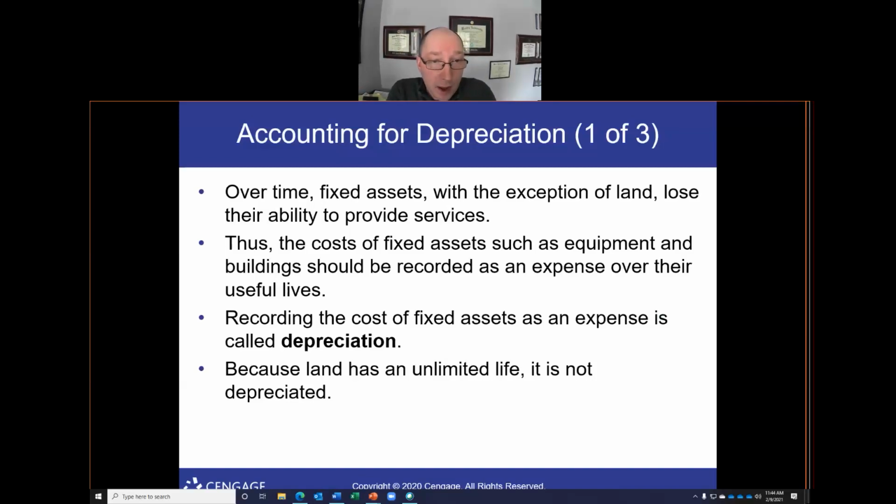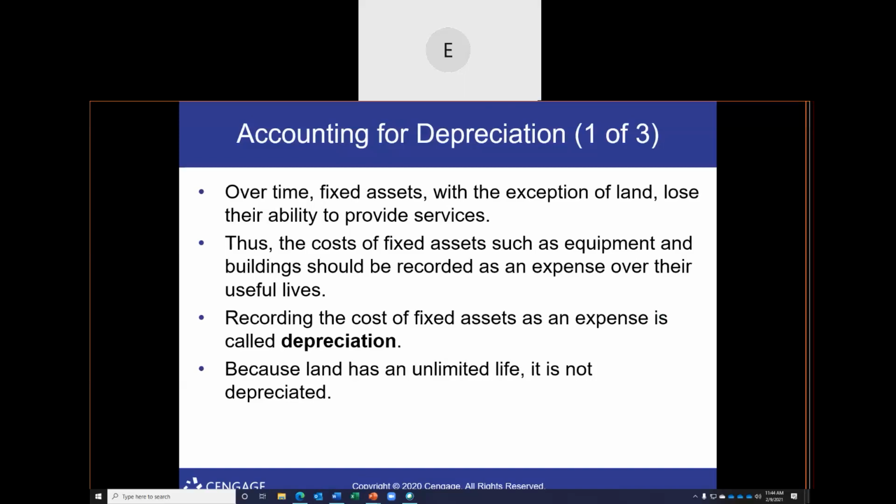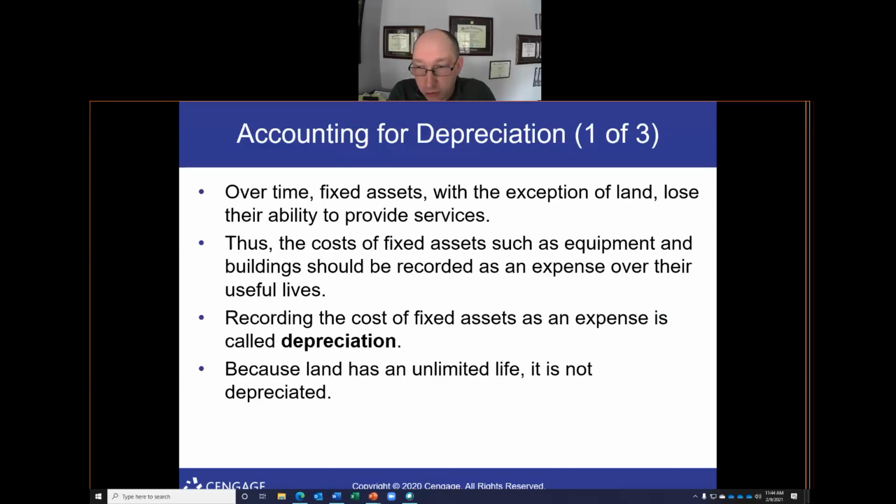Over time, fixed assets, with the exception of land, will depreciate. Land will never depreciate. The physical land, the dirt your house sits on, will never depreciate in value.